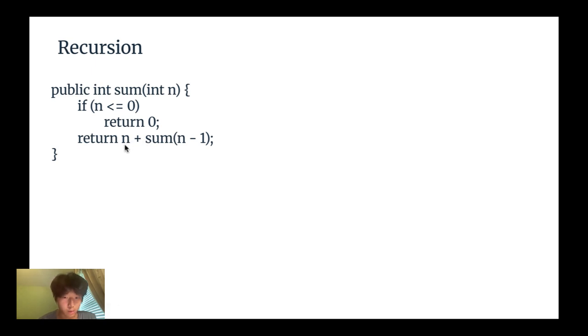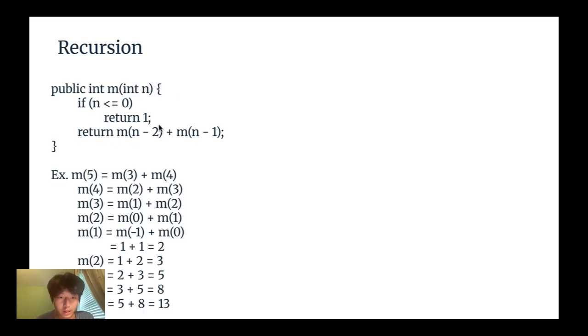But it not only returns n minus 1, it returns n minus 1 plus sum of n minus 2. And this goes on until you're adding n plus n minus 1 plus n minus 2 plus n minus 3, and so on. And at the end, after every recursive method finishes running, it will go back to the initial method and it will return the sum of all of them.